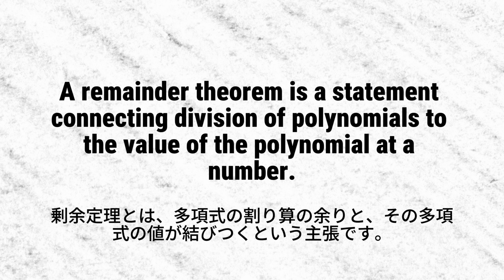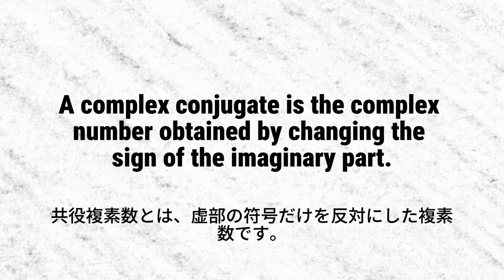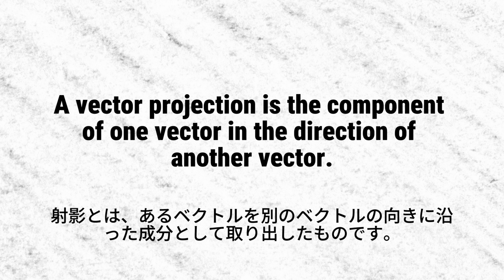A remainder theorem is a statement connecting division of polynomials to the value of the polynomial at a number. A quadratic formula is a method for finding the solutions of a quadratic equation. A complex conjugate is the complex number obtained by changing the sign of the imaginary part. A vector projection is the component of one vector in the direction of another vector.